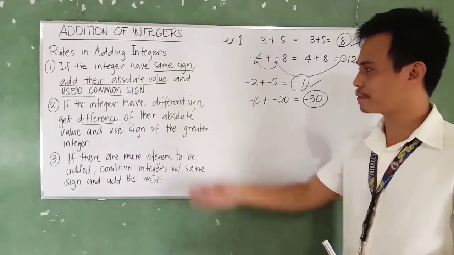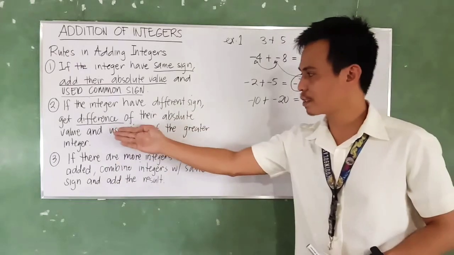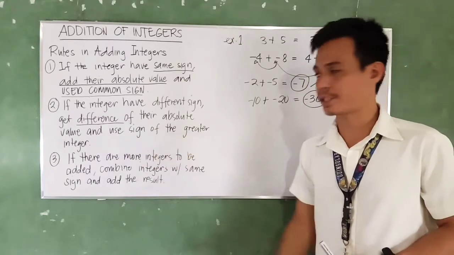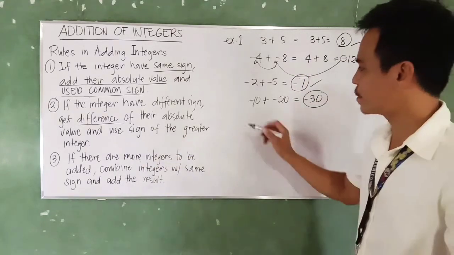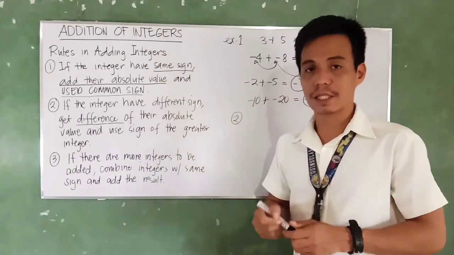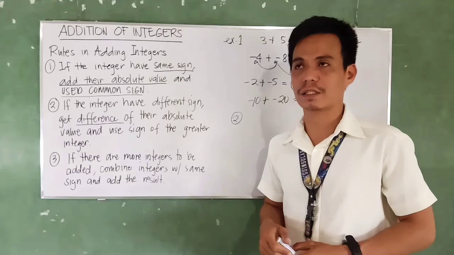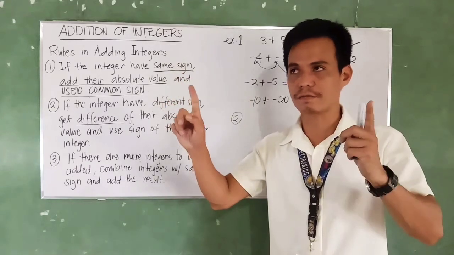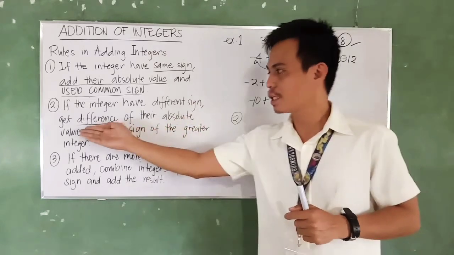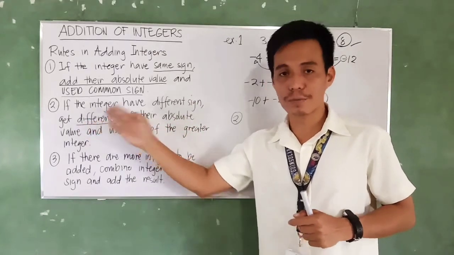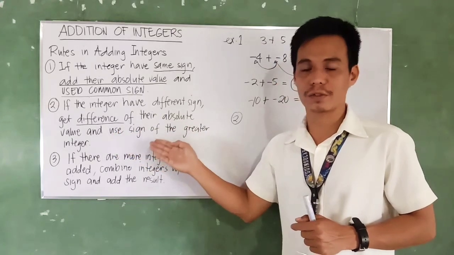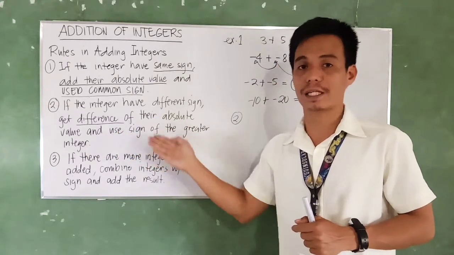If the integers have different sign, get the difference of their absolute value and use the sign of the greater number. So, let's go over example number 2. Pag nag-aaral tayo ng integers na hindi magkatulad yung sign, yung isa positive, yung isa negative, o yung isa negative, yung isa positive, yung gagawin daw natin is, isusubtract daw natin yung absolute value nila. Then, gagamitin natin yung sign ng malaking absolute value, ng malaking number.